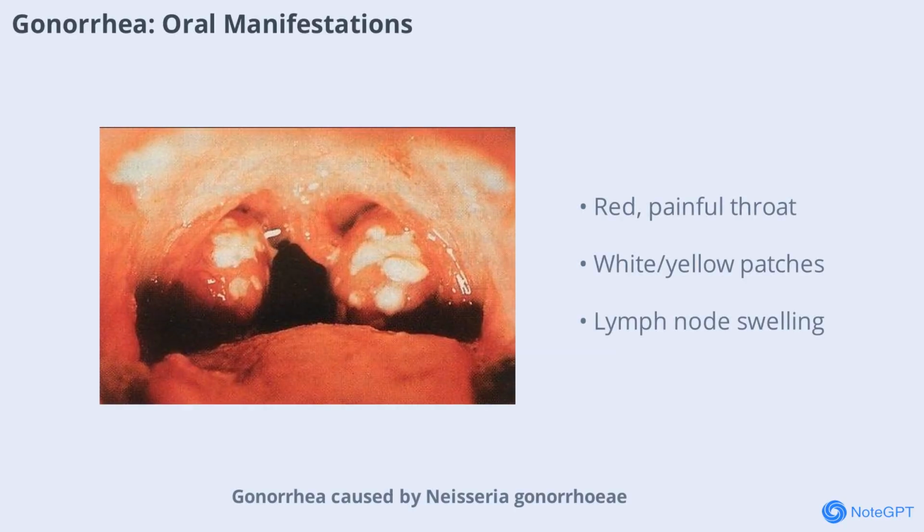Gonorrhea, caused by Neisseria gonorrhoeae, is another sexually transmitted infection that can affect the oral cavity. Transmission occurs through oral genital contact or sharing personal items. In the mouth, it presents as redness, pain, and white or yellow patches on the throat, tonsils, or tongue. Cervical lymphadenopathy may also be present. Gonorrhea can be mistaken for fungal infections or streptococcal pharyngitis.